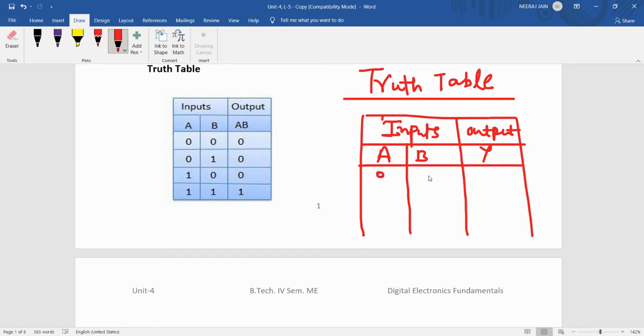If 0 0 input is given, then output is also 0. If 0 1 input is given, then output is 0. If 1 0 input is given, output is 0. If 1 1 input is given, then output is 1. So in this manner, only when both the inputs are true, meaning both the inputs are 1, we are getting the output in the case of the AND gate.